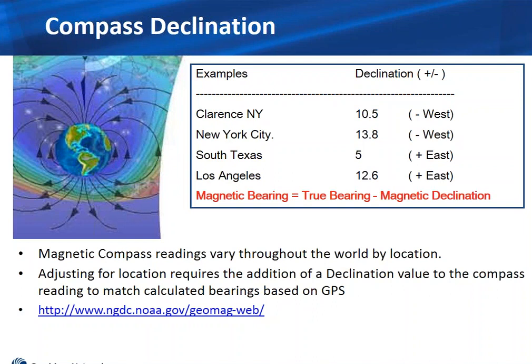And you can see in red here the formula: the magnetic bearing, which is your compass bearing, is equal to your true bearing, or the calculated bearing, minus declination. And declination can be either positive or negative, as you can see from just above there.